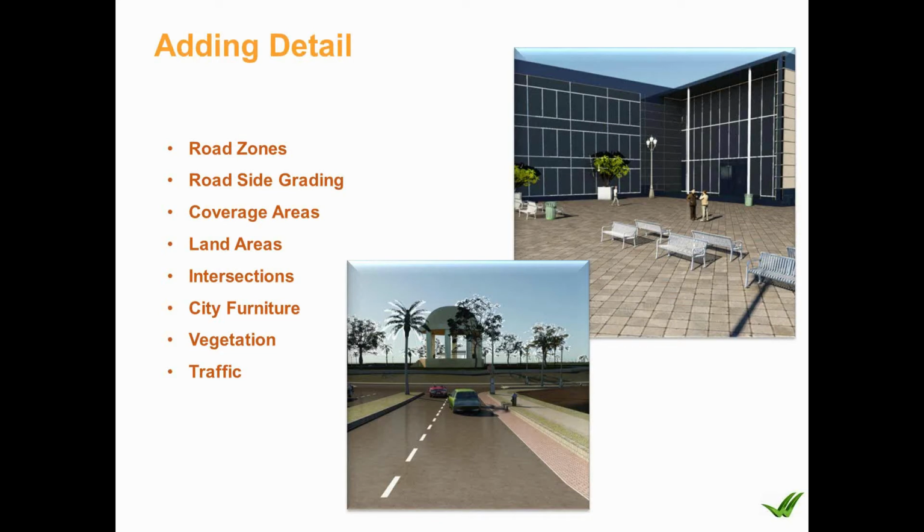There's also a few new features that are kind of nice, so I want to show you a few of those. We do have new road zones, which will give you a different look of your roads, different road sections in different parts of your roads without actually having to break the roads into pieces. So that's kind of nice. We also have a lot more control over the roadside grading, and can lay out some coverage areas as well as land coverage areas. And I showed you the intersections a little bit already. So let's go in and take a look at that.